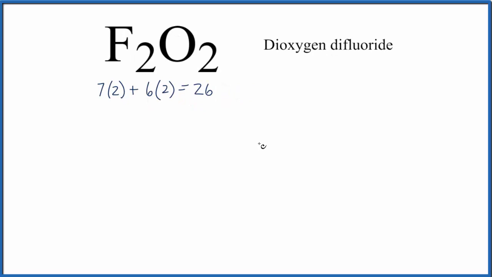So we'll put the least electronegative elements in the center. In this case, oxygen is the least electronegative. So we'll put an oxygen here. Let's put one right here. And then let's put the fluorine there and there.